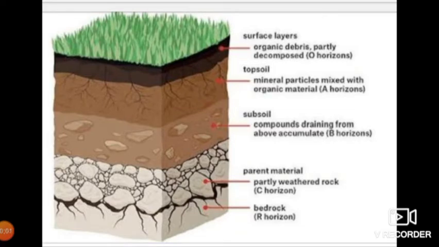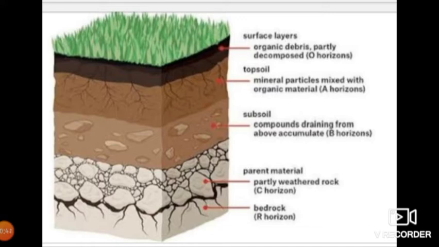Say the definition of soil profile. A vertical section of soil from the ground surface to the parent rock that shows the different layers of soil, or the horizons, is called soil profile. Repeat it, everyone. Mark this question: Define soil profile.